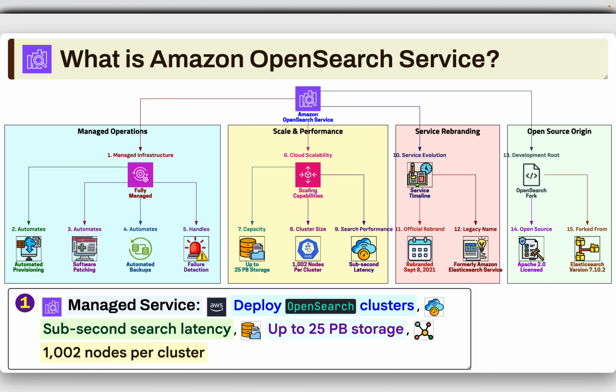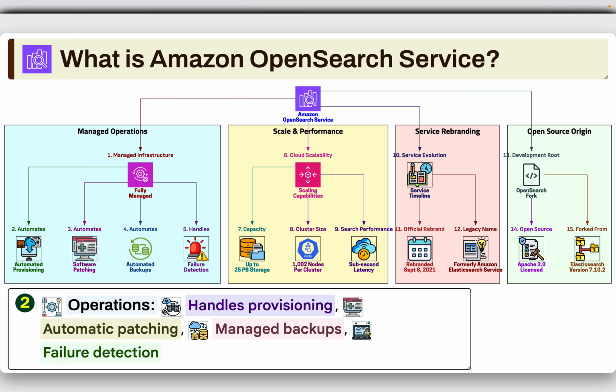So first topic, what is Amazon OpenSearch service? Amazon OpenSearch service is a fully managed service for deploying, operating, and scaling OpenSearch clusters in the AWS cloud. It provides sub-second search latency with up to 25 petabytes of storage and supports up to 1002 nodes per cluster. So the service manages the complexity of deploying and maintaining OpenSearch clusters, handling provisioning, patching, backups, and failure detection automatically.